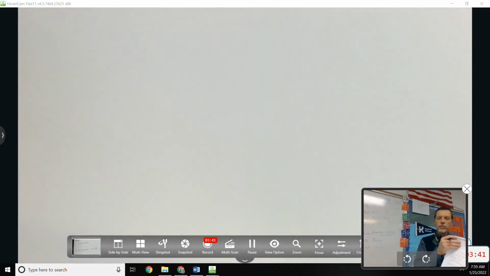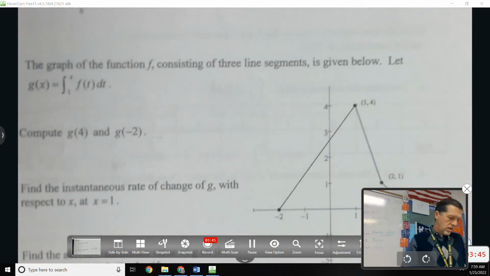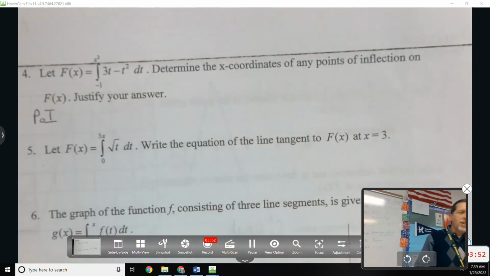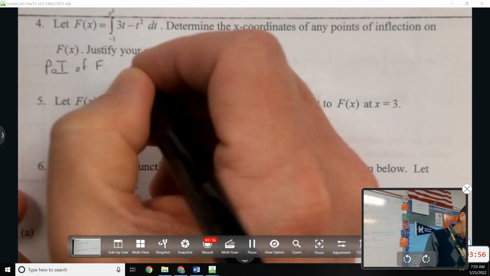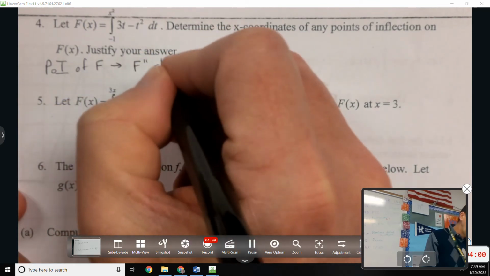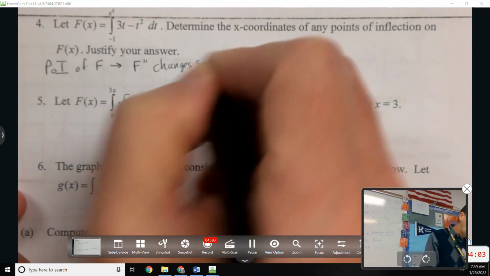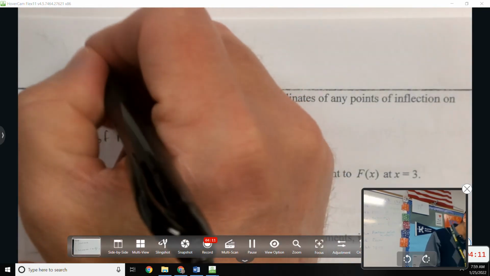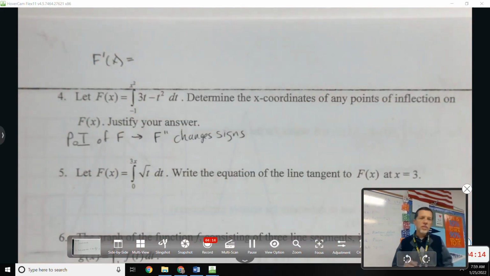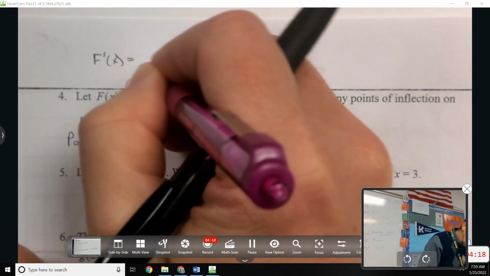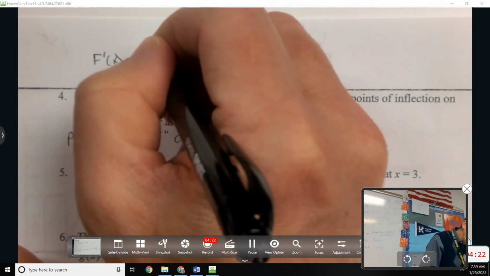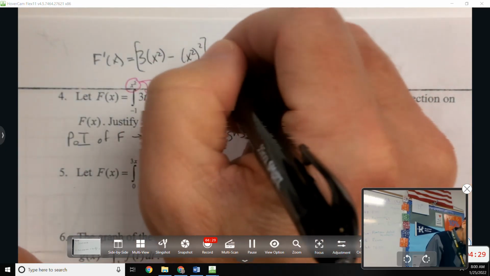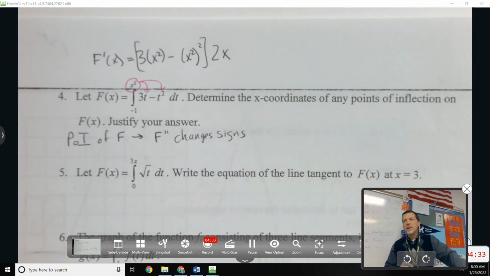Carson, number 4. Points of inflection of F. Justify your answer. So POI of capital F would be where F double prime changes signs. Okay, let's see. So I need F prime first. Well, F prime is the derivative of an integral. So that's going to be 3 times x squared minus x squared squared, and then all of that times 2x. Yuck.